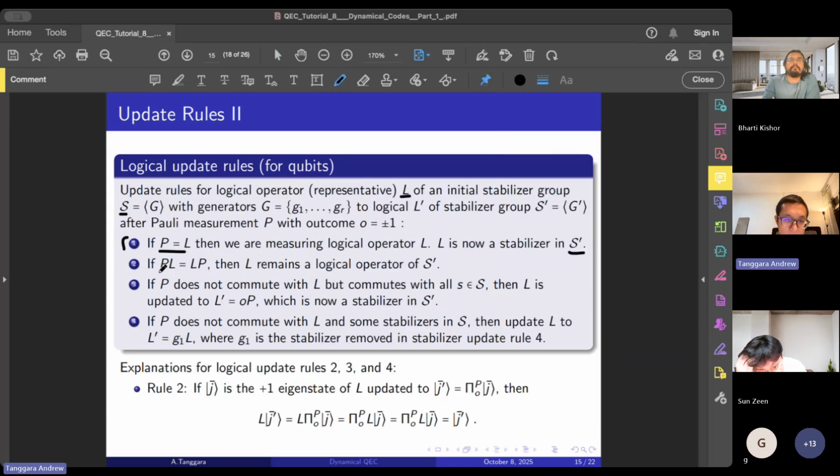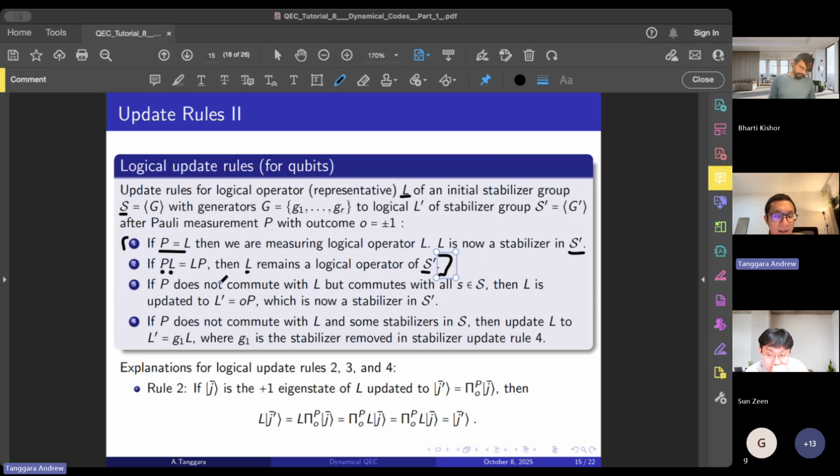And the second case is what we've seen in the surface code example in the previous slides. So this measurement P commutes with logical operator L. Therefore, we just keep L as a logical operator for this new updated stabilizer group.